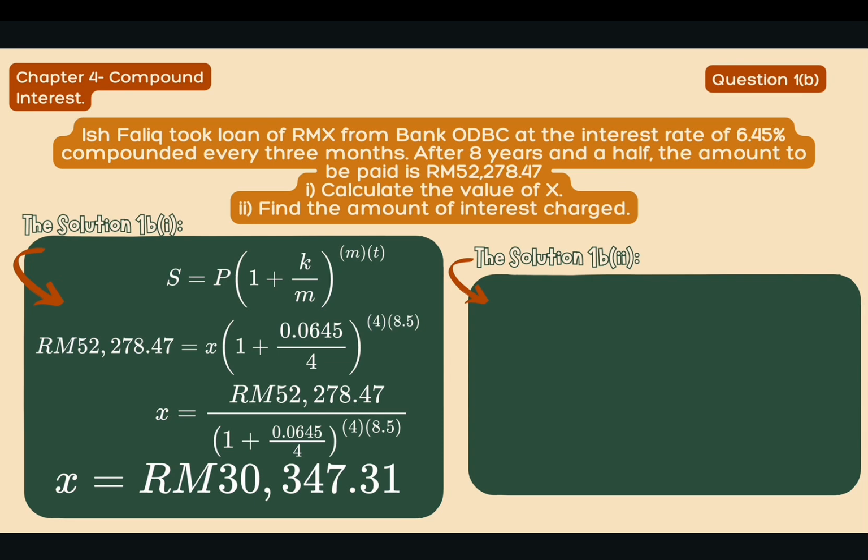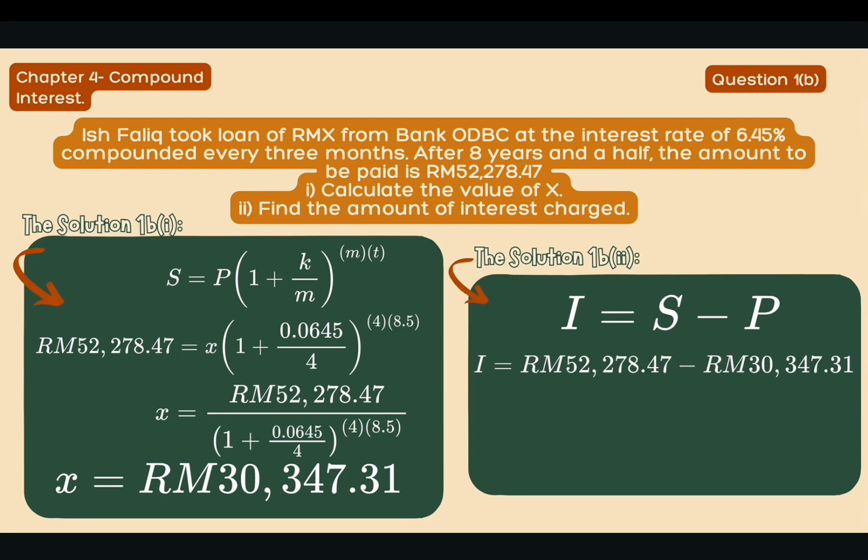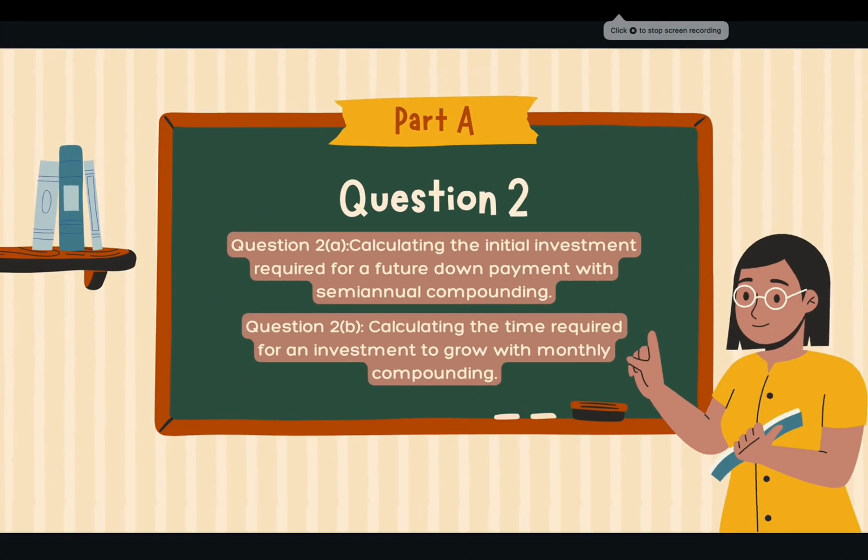Then 1B2, find the amount of interest charged. We need to use I equals S minus P. Then we will get 21,931 ringgit 16 cents. Next question, which is question 2.